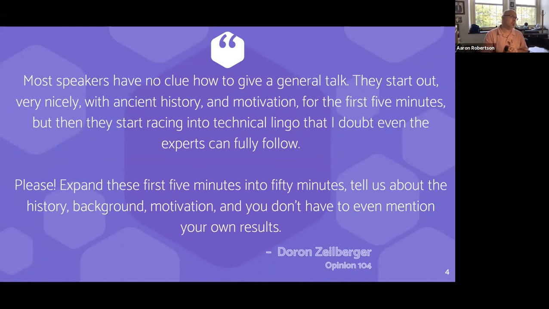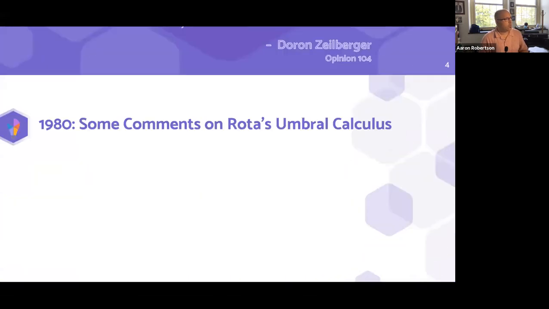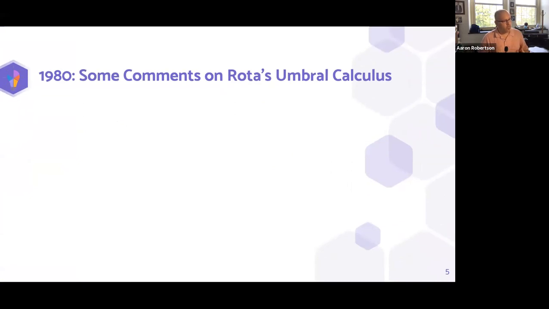So this is just giving a general talk. And in particular, at the end, you'll see you don't have to mention your own results. And so I'm not going to. So this is about going through his papers and seeing if I can figure out where this Ramsey theory problem came from. So, comments on Rota's umbral calculus.